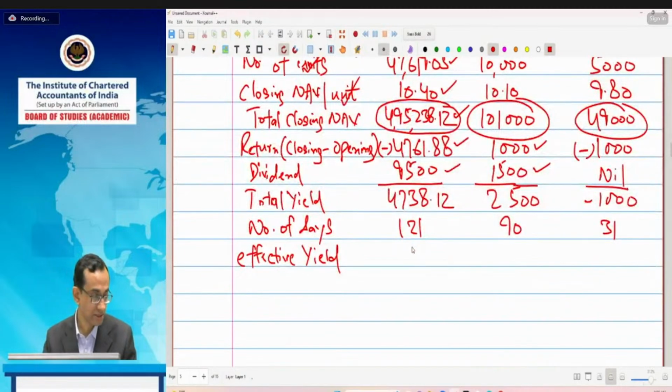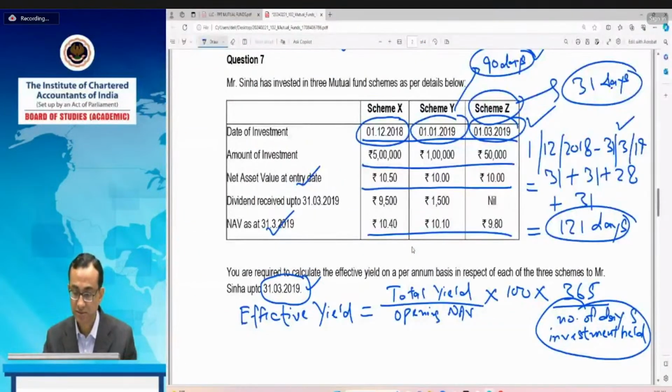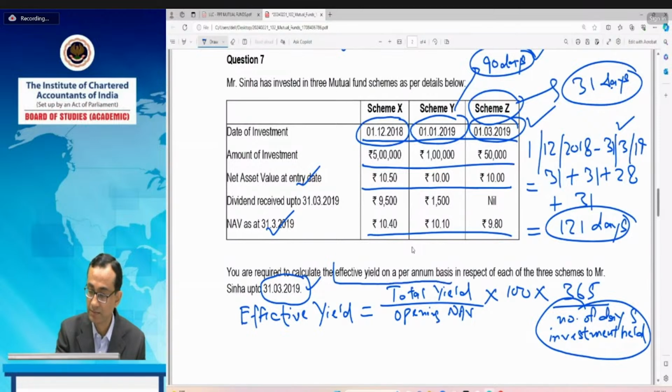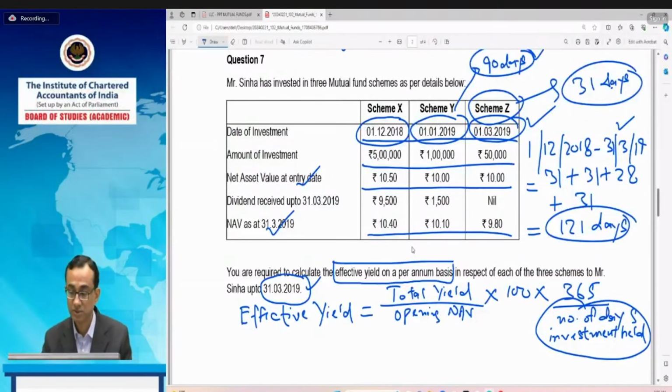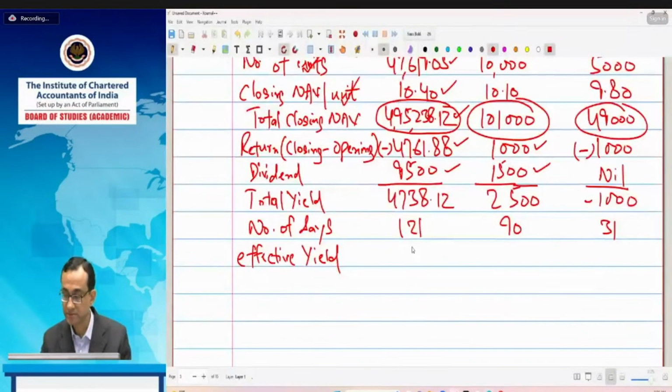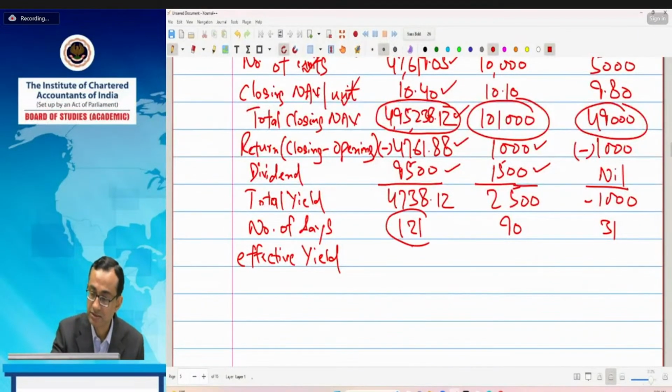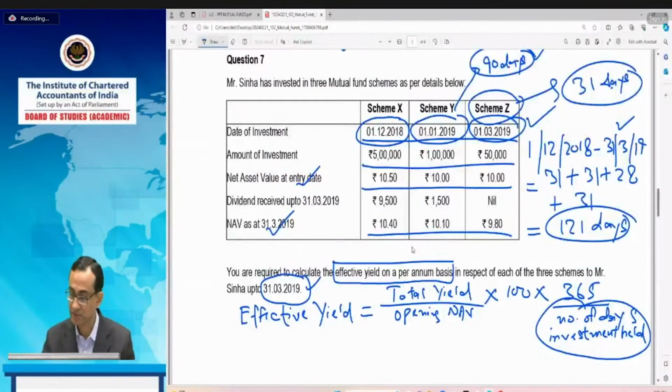So what is being asked in the question? It is asking for the effective yield on a per annum basis. This is important. In case of X, the investment has been held for 121 days, but we have to calculate it for 365 days. This is the formula: 365 divided by the number of days the investment is held.